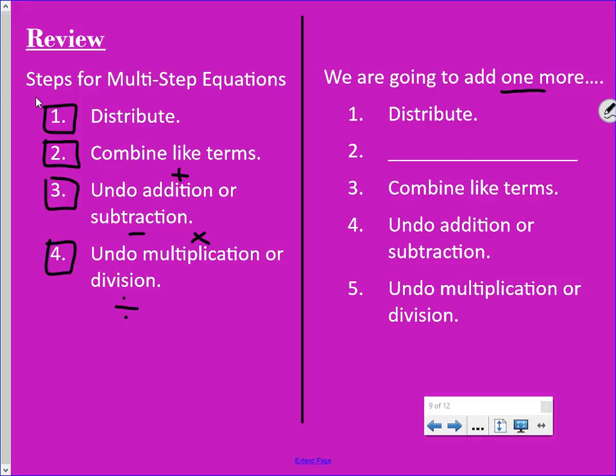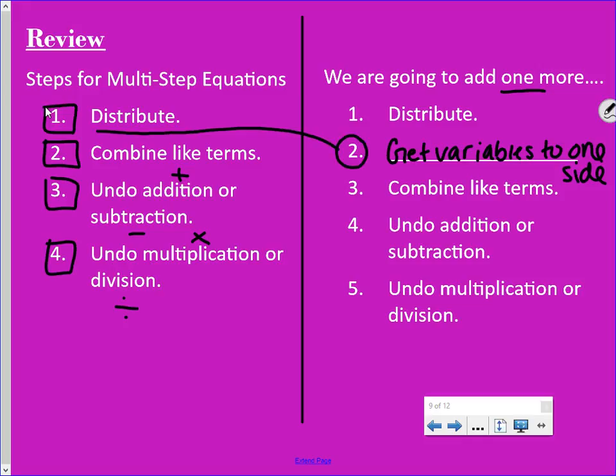Then we have to get variables to one side. Then combine like terms, then undo addition or subtraction, then undo multiplication or division. So we're just sliding that getting variables to one side right there. And then the other steps are still the same. So this is the last step we're going to add.